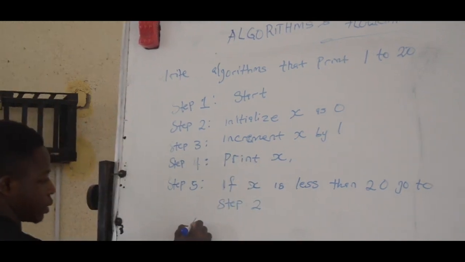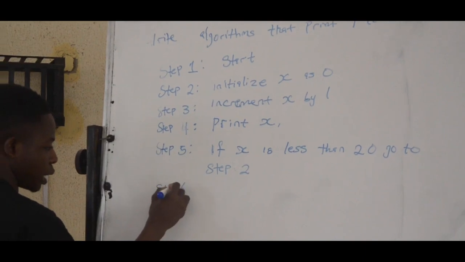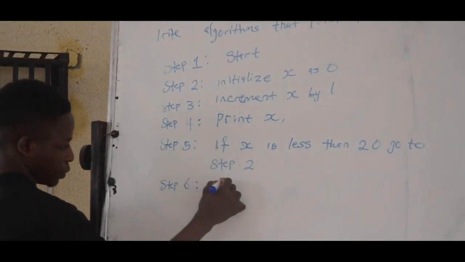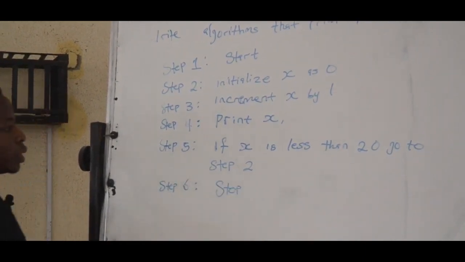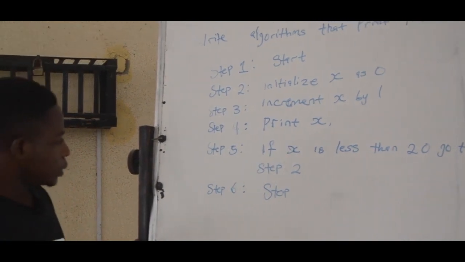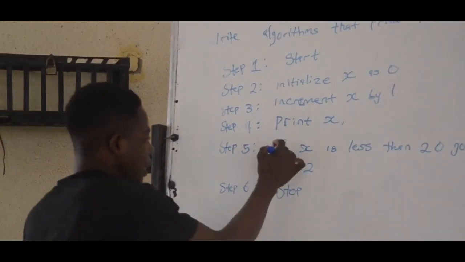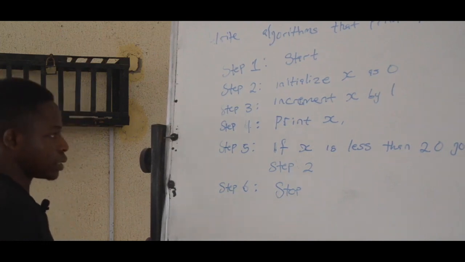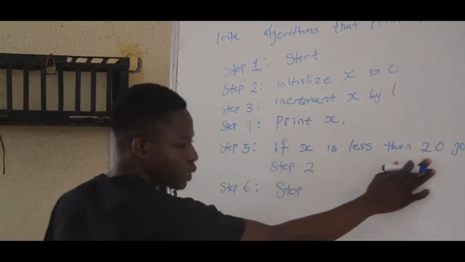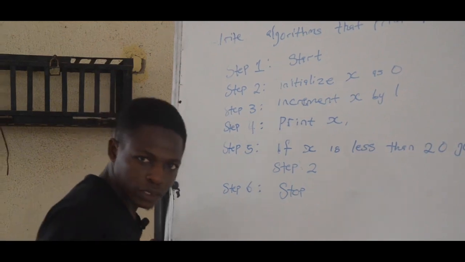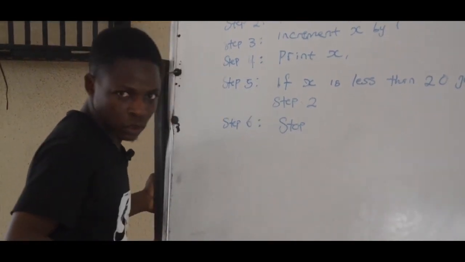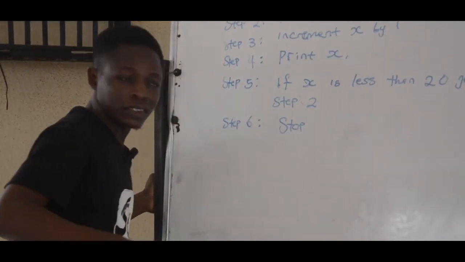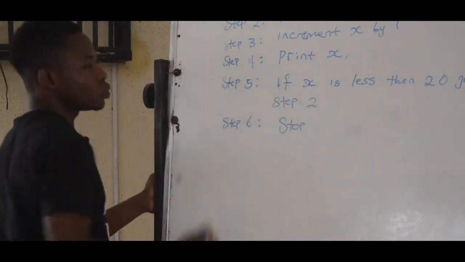Then I'm still coming back. I know I'm coming back. Your step 6, you stop. It's normal. So the only challenge we are facing here is this step 5, and it's very straightforward. Look at it. If x is less than 20, if x is 19, 19 is less than 20. If x is 18, 18 is less than 20. Go back to step 2.